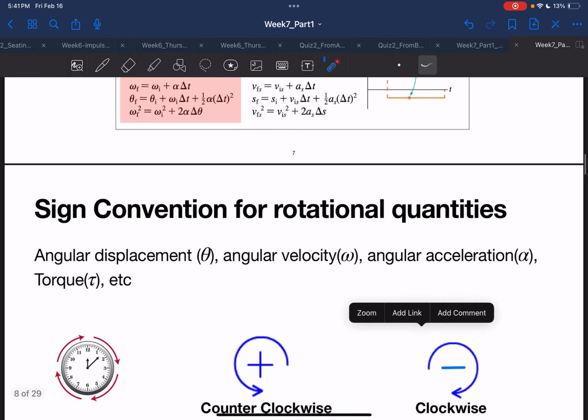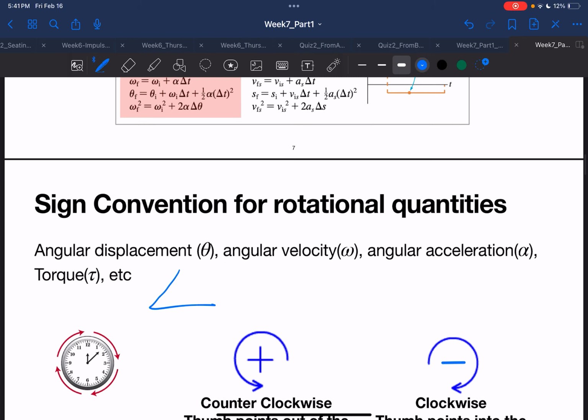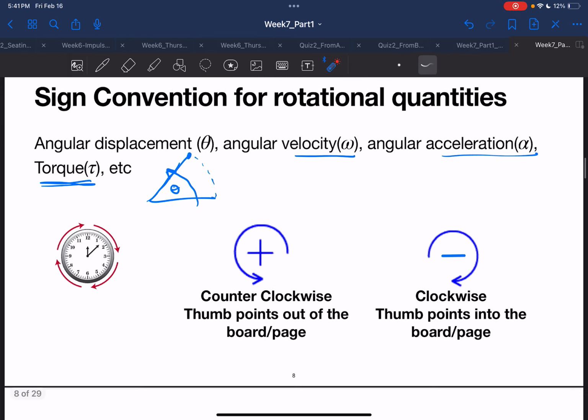So before we jump into that, let's just talk about sign conventions for rotational quantities. So far, we've talked about measuring displacement theta of some particle, let's say that's traveling along a circular path. It also has some angular velocity omega and angular acceleration. And later on in this lecture and the next lecture, in more detail, we're going to talk about this quantity torque. So these are all quantities that require some sort of turning to describe their sign.